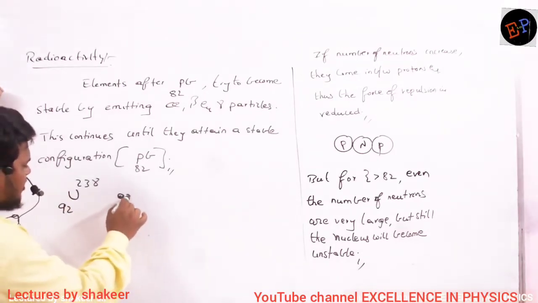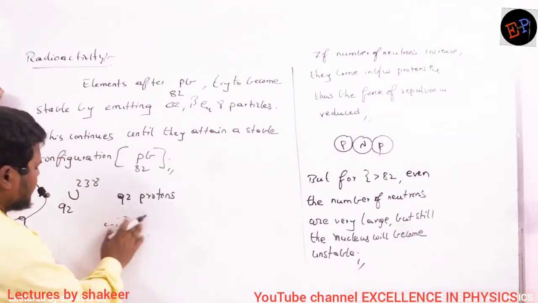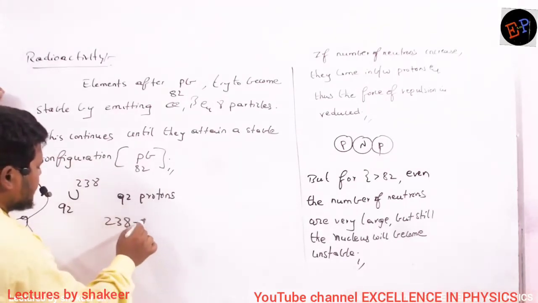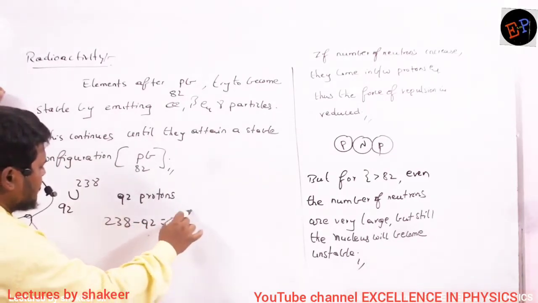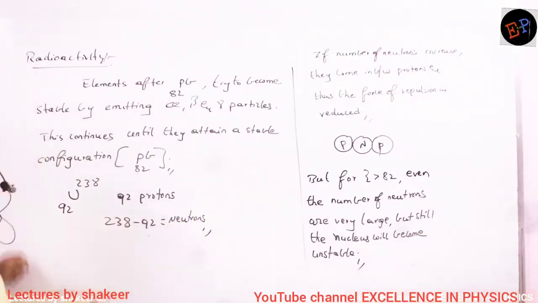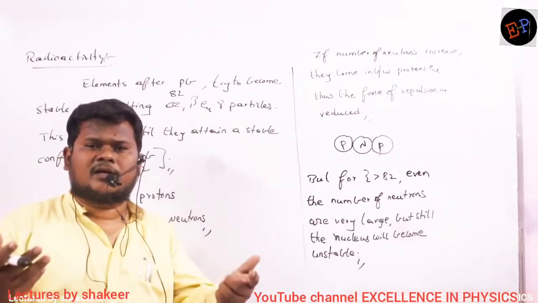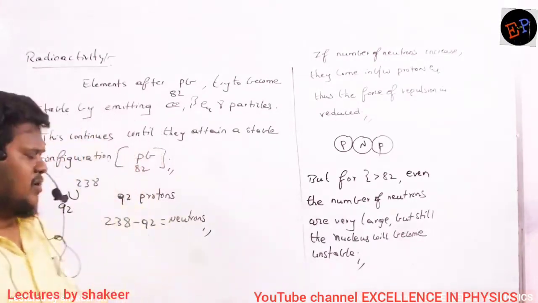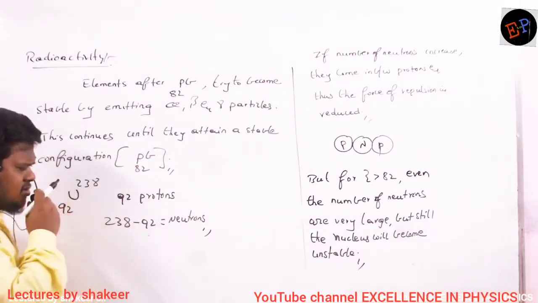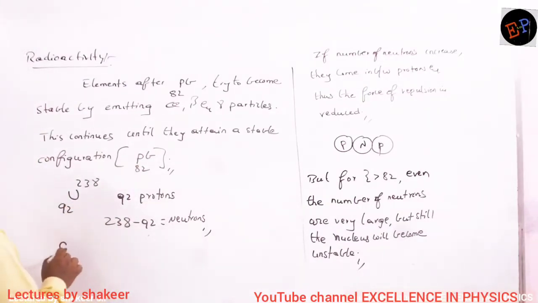Ma? It means 92 protons are present, and 238 minus 92 neutrons are present. Okay. So neutrons are very large when compared to protons, but still uranium is not stable, and it tries to become stable by emitting alpha, beta and gamma radiations. Okay, ma? Now let us have a small discussion on what these alpha, beta and gamma particles are made up of.